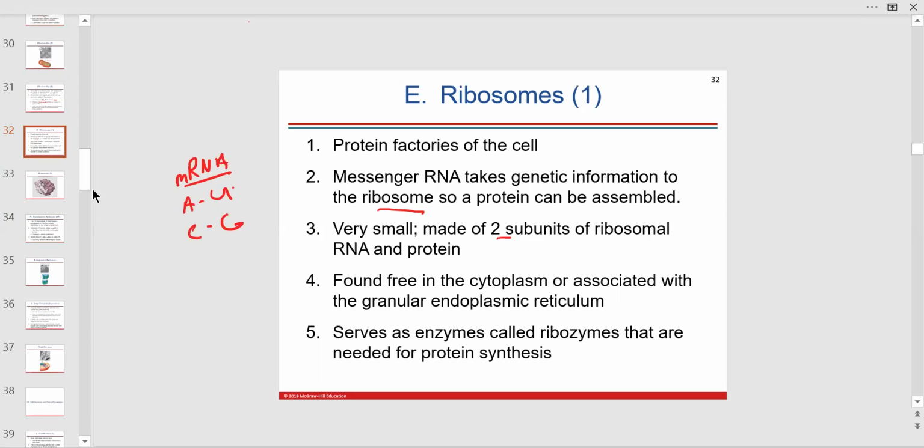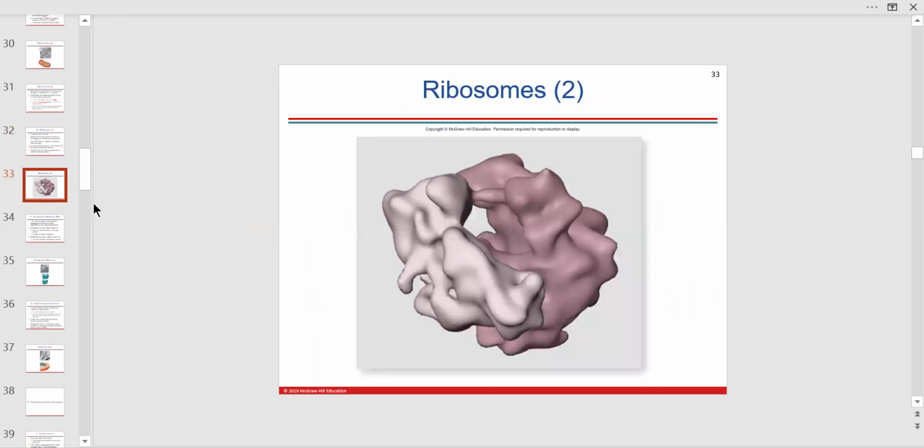So the ribosome has two subunits, a large and a small. So we know about this, where they are. The RER are free in the cytoplasm. And ribozymes are enzymes that are needed to build these proteins, the developing proteins. So you have a small unit and a large unit.